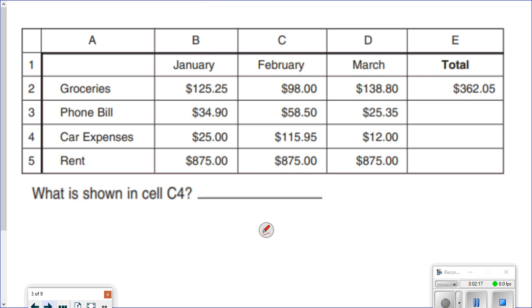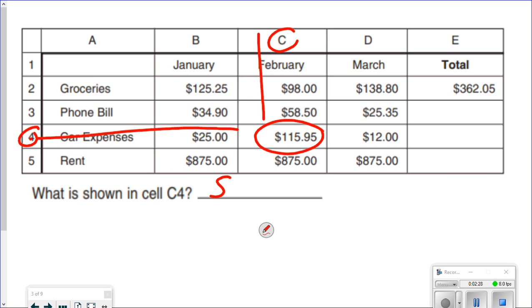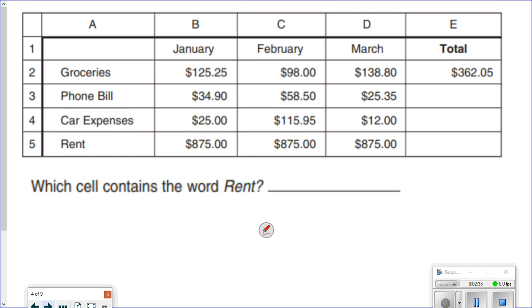It says, what is shown in C4? Well, I've got a C here. I've got the 4. And then I'm going to scroll down and I'm going to scroll over. This is C4 right here. I have $115.95. Let's move on. Which cell contains the word rent? Rent is right here. It's in column A. So it's A something, and it is in row 5, so it's A5. That is where rent is located.